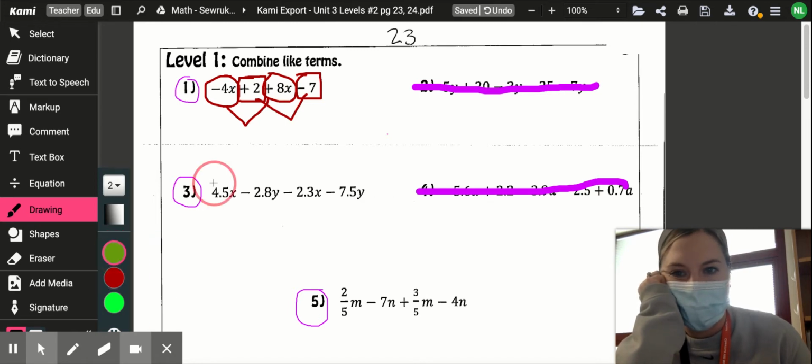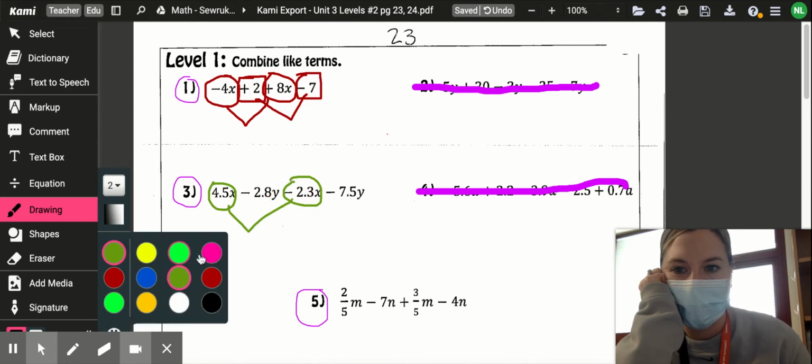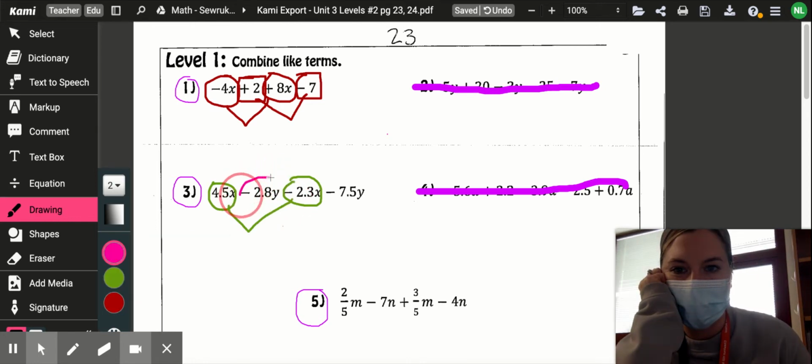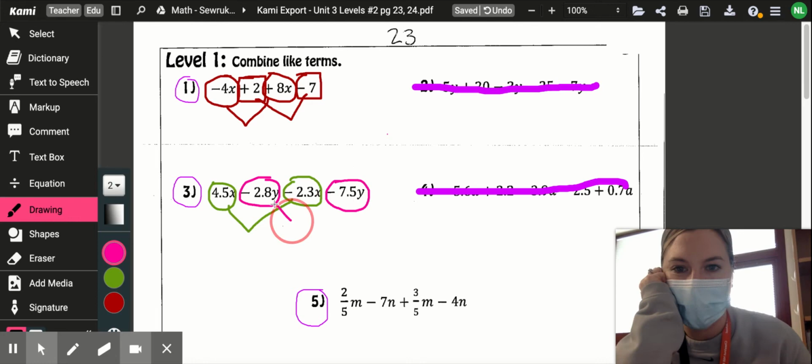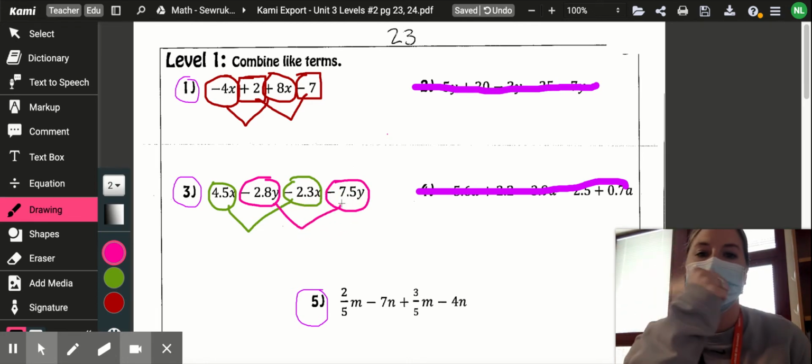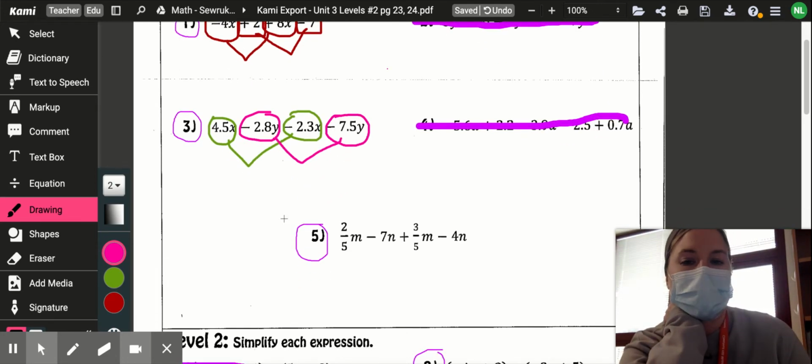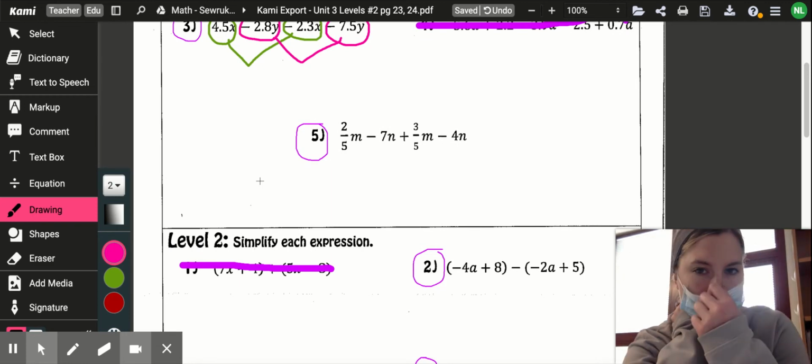This next one, you're combining your like terms with the sign in front of them. Put them in your calculator. Don't forget to write the variable down with them. And you're doing a different color, -28y, 2.8y, minus 7.5y in your calculator. And then you write what it is for your answer with the sign in front of it.